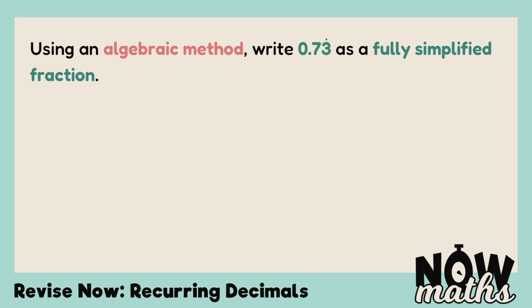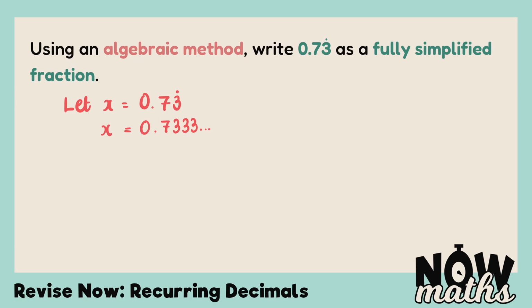Now let's try another similar question. So for this question, we're asked to use an algebraic method to write 0.73 recurring as a fully simplified fraction. Given that we're using an algebraic method again, we're going to write let x equal 0.73 recurring. And if we were to write this out a little more fully, given that the dot is only above the 3, this would be 0.7333 and so on.